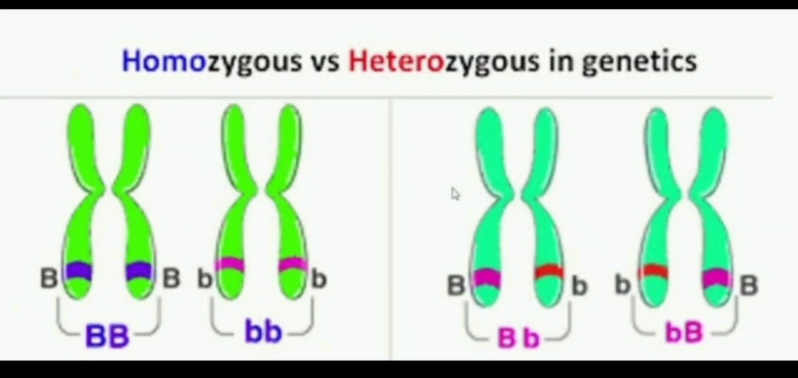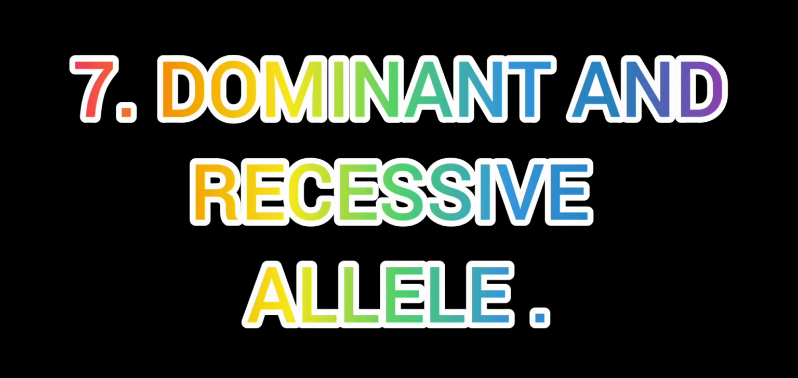Now, the homozygous condition. That is the same version of the gene from each parent. So, two matching genes constitute at the similar locus. While in the heterozygous condition, it is different versions of a gene from each parent that lead to the heterozygous condition.